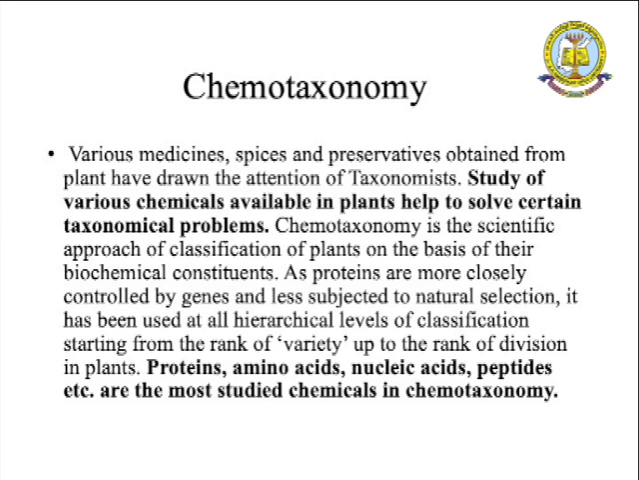Okay, the main chemotaxonomy is the scientific approach to the classification of plants on the basis of biochemical constants. Proteins are more closely controlled by the genes and less subjected to natural selection. It has been used at the hierarchical levels of classification, starting from the rank of variety to the rank of division of the plants. Amino acids, proteins, peptides, and nucleic acids are the most studied in chemotaxonomy.